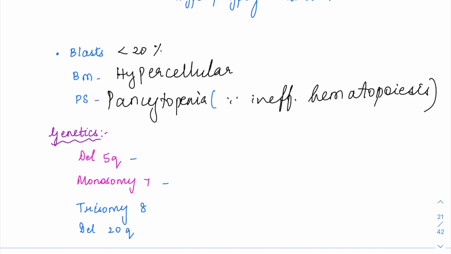They are not going to reach the peripheral blood. They are dying in the bone marrow itself. So even though the bone marrow is hypercellular, they are going to result in a pancytopenic picture in the peripheral blood. So this is characteristic.